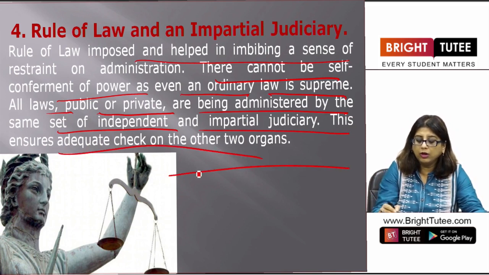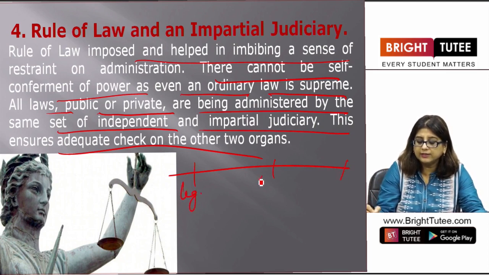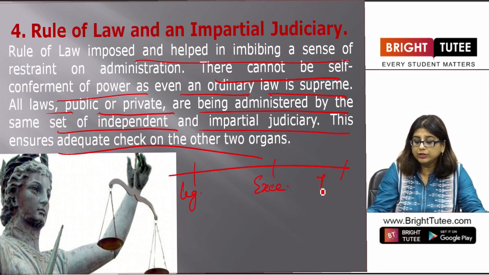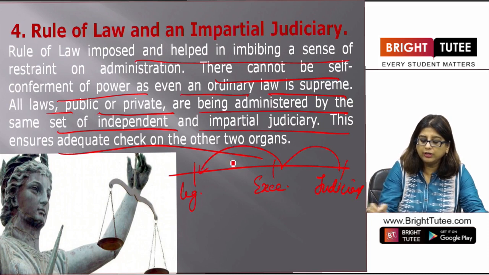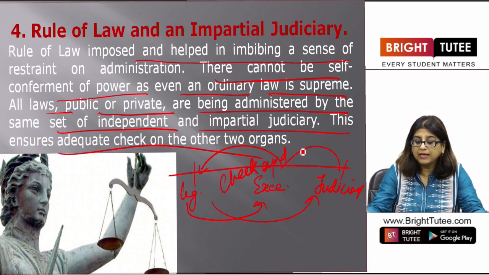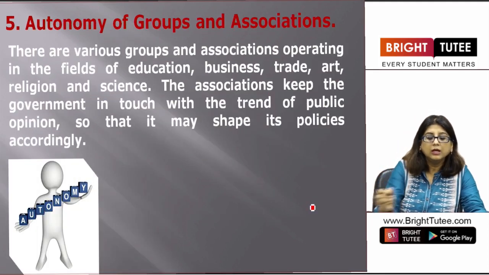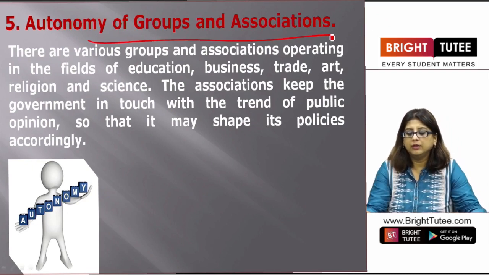Like, you all have done this in your class 10 as well. This is legislative, this is executive, and this is judiciary. And you know what happens in that? This judiciary keeps an eye on both of them, and these two organs also discuss everything with them. So all of them do checks and balances. So this process is known as checks and balances because these three keep an eye on each other to do further work.